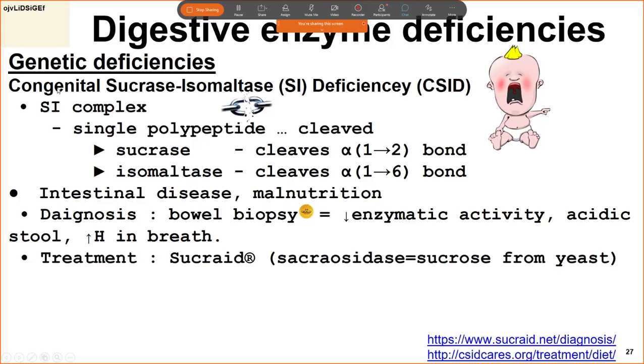This is my sad baby emblem because it's like the saddest of the diseases in my mind. Congenital sucrase isomaltase deficiency, CSID. Remember from that chain linkage, this was that enzyme that's two enzymes made in one and then it's cleaved and so you have two functional enzymes. Well, people with this disease are lacking both enzymes. So the single polypeptide is normally cleaved, making sucrase and isomaltase. And so these people can't do either of those.